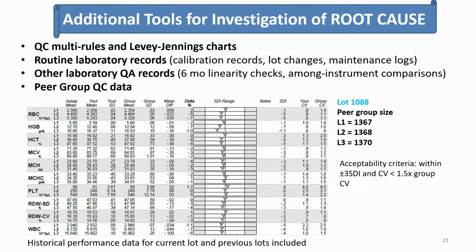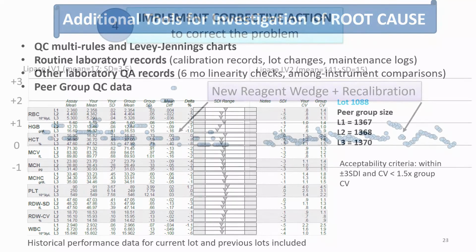Another really useful tool is the peer group QC programs. So of course, Bio-Rad has one. This one happens to be Sysmex. This is where the lab will submit its QC data in real time. And you get a real-time comparison to your peer group on your particular reagent lot. So this can be very useful for troubleshooting.